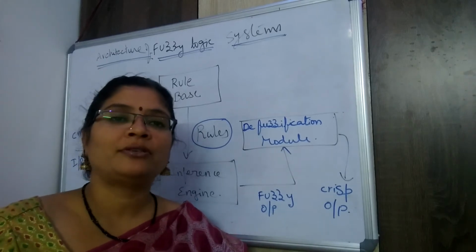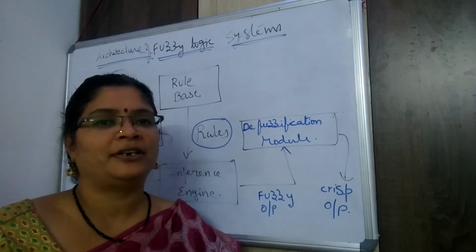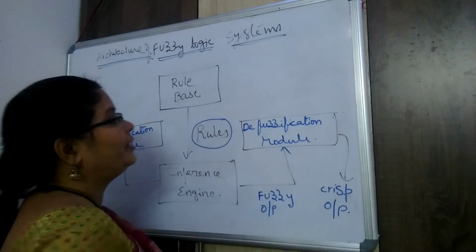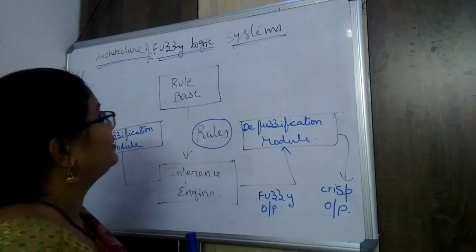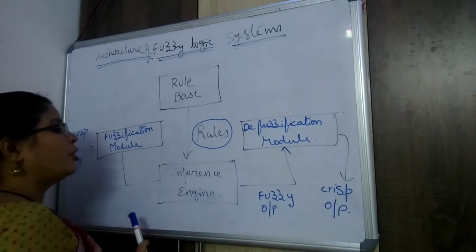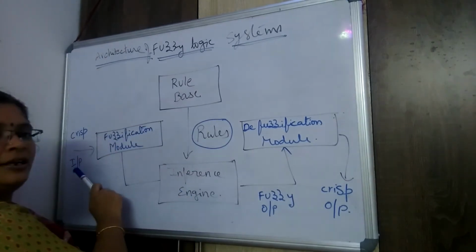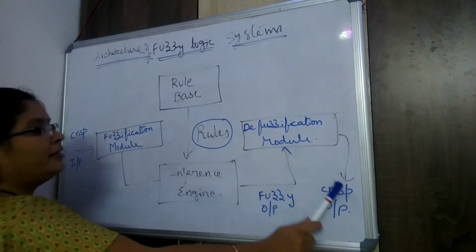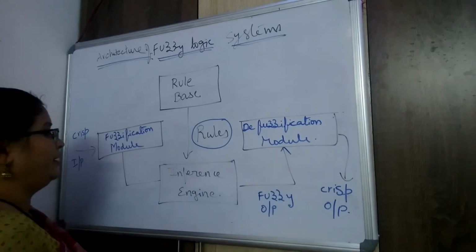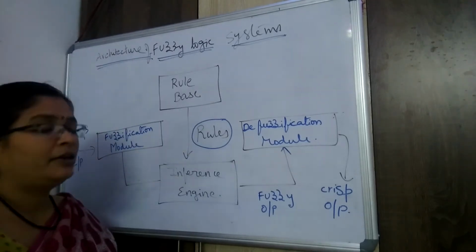What are the components of the fuzzy logic system architecture? How can they be represented? We will see now. Let us see in this diagram. These are the components of the fuzzy logic system architecture. The first one is the rule base, then the fuzzification module, inference engine, and defuzzification module. Here the crisp input will be given and here the crisp output will be given. Here the fuzzy output will be there. So like that the entire architecture will be represented.